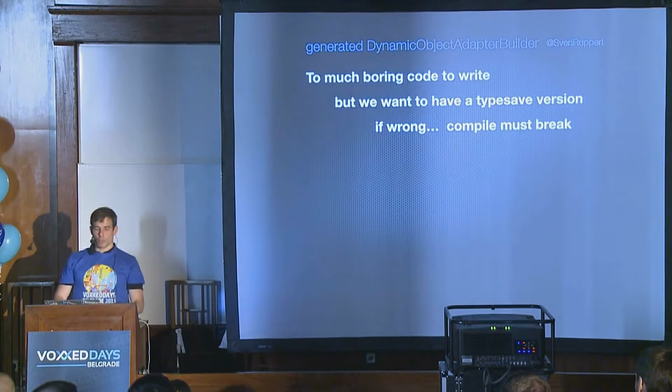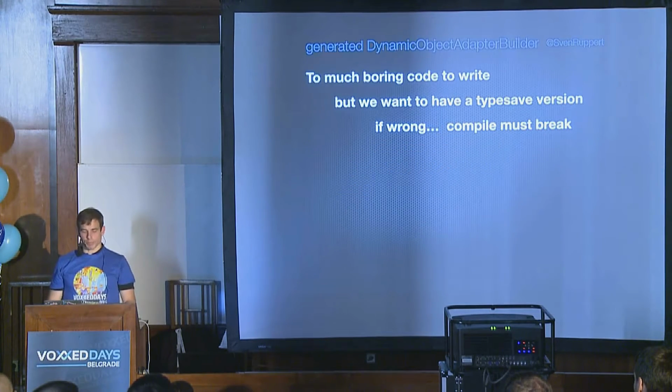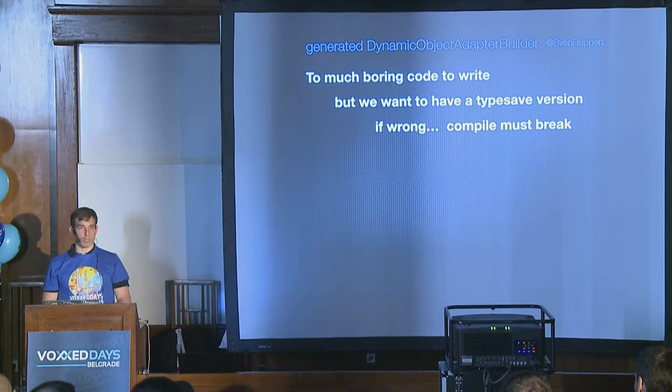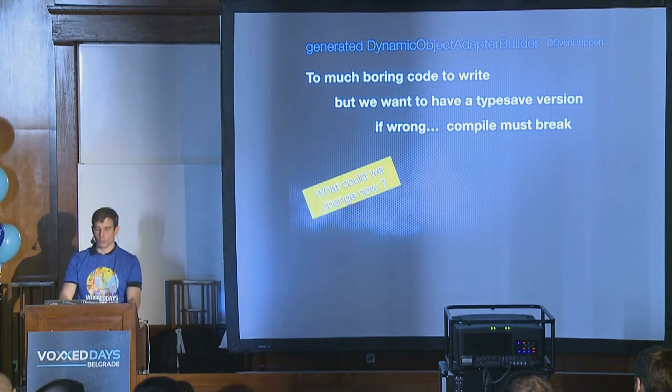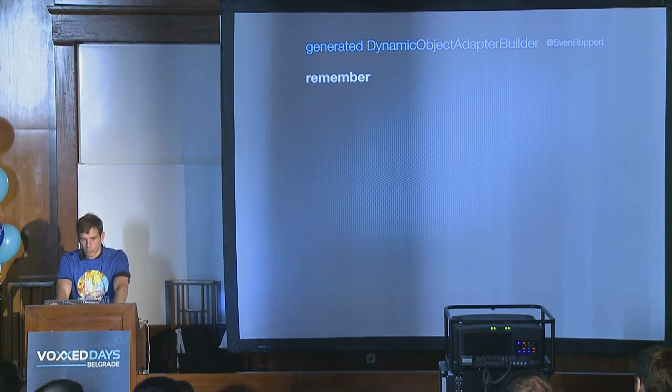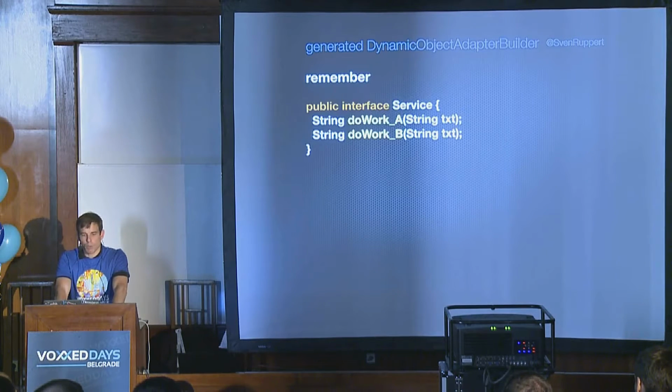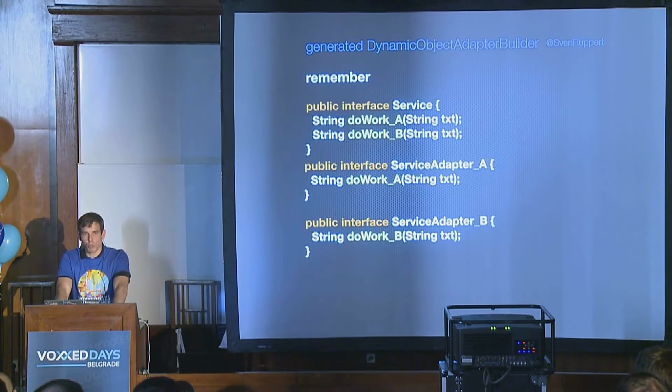There's one problem. There's too much boring code you have to write. And if you want to have a type-safe version, it must be in a way that during compile time you want to have a break. I change the method signature, and now every adapter must be broken. Otherwise, you can't find them quite easily. So what could we change now? What we could change now is that we have this interface, and we want to split it up into functional interfaces, especially, for example, this one.